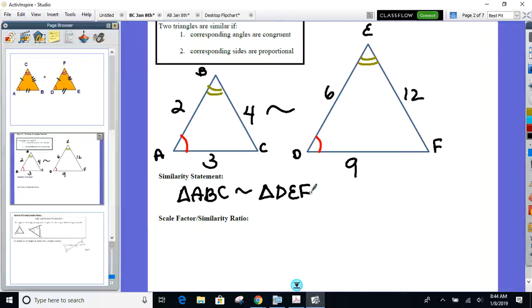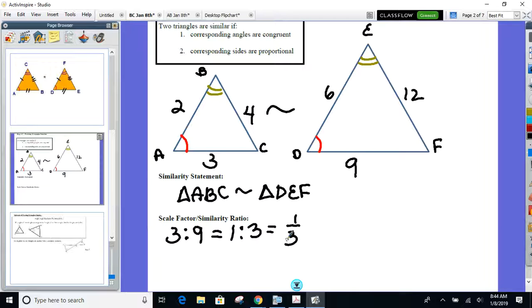And finally, we're going to start talking about what's called a scale factor or similarity ratio, which is the ratio of the corresponding sides. What is the ratio of the corresponding sides? So I picked two sides. Let's go 3 to 9. There it is. So you could say 3 to 9. You could say 1 to 3. We talked yesterday. Is this the only way to write it? Nope. You could also go 1/3, 3/9. It's up to you.